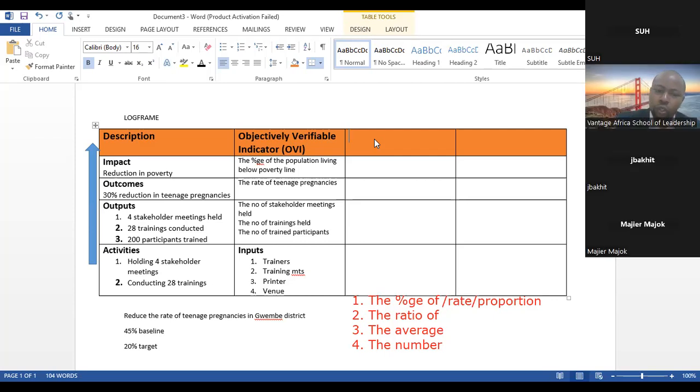All right, now I have to go to means of verification very fast. Means of verification. This is also known as MOV. Now, what is MOV in very simple terms? I want to make it very simple. You're telling your donor, I held 28 trainings.